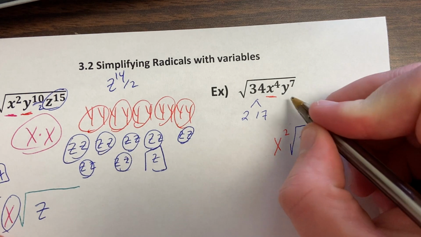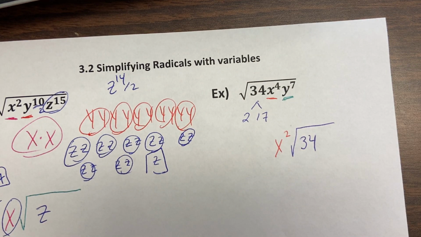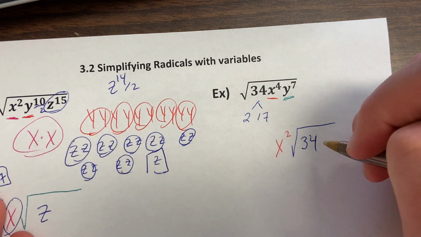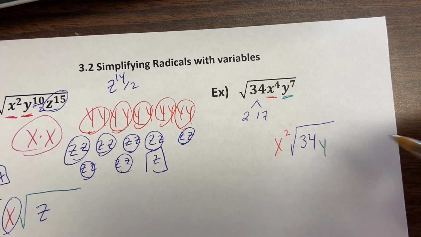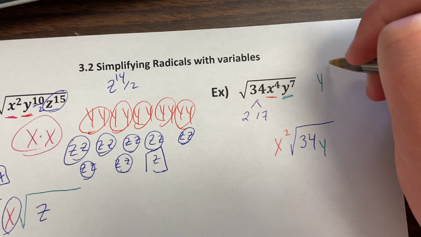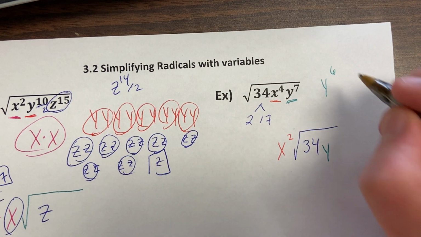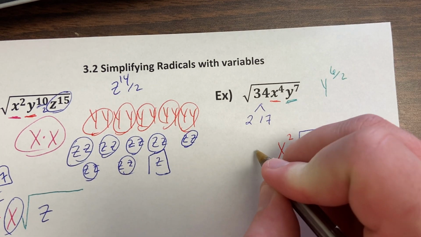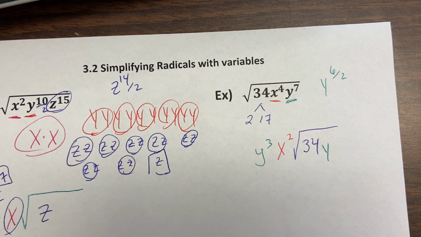And lastly, we've got y to the 7th. 7 is an odd number, right? So we're going to keep 1 inside of the house. That's going to knock down the 7 to a 6. How many pairs are in 6? Well, 6 divided by 2 is 3.